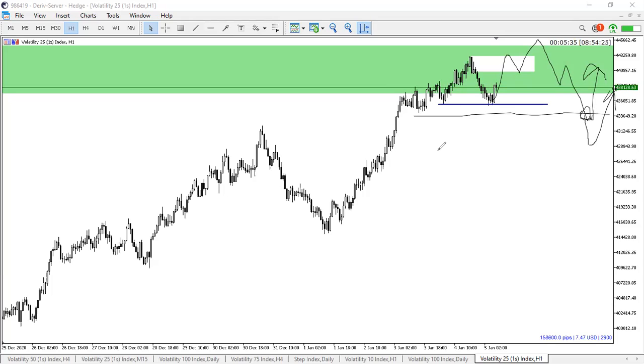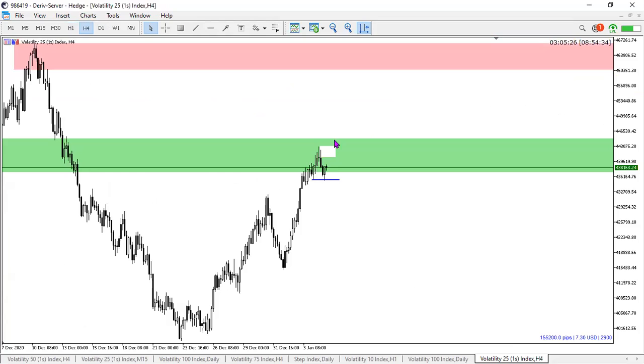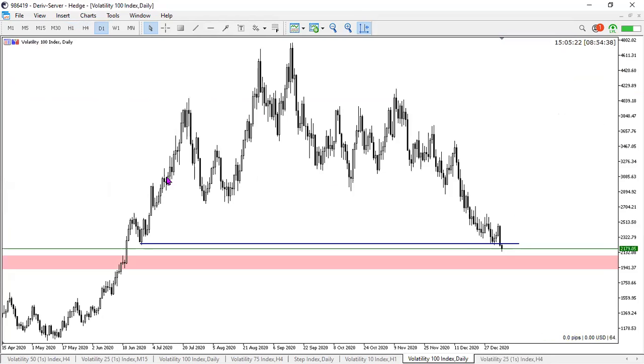But overall, we haven't gotten any confirmations on the higher time frame for any sort of long-term sells on this market. I am currently holding a few sells at the moment, but that's all scalping at this point. Let's move on to Volatility 100.